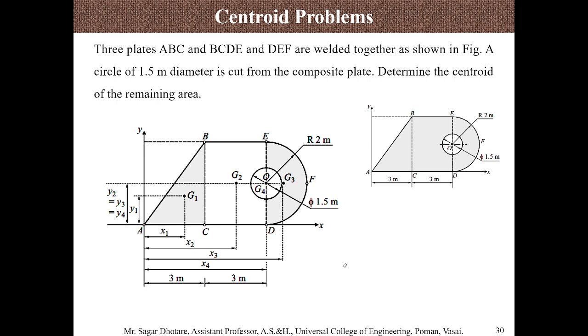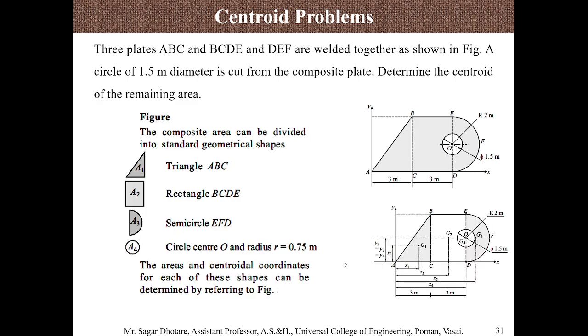As we discussed, there are four geometries. Out of those, three are getting added and one is getting removed. Now, as per the figure, the four geometries we have already discussed are the triangle, rectangle, semicircle and circle, having a radius of 0.75 meter.